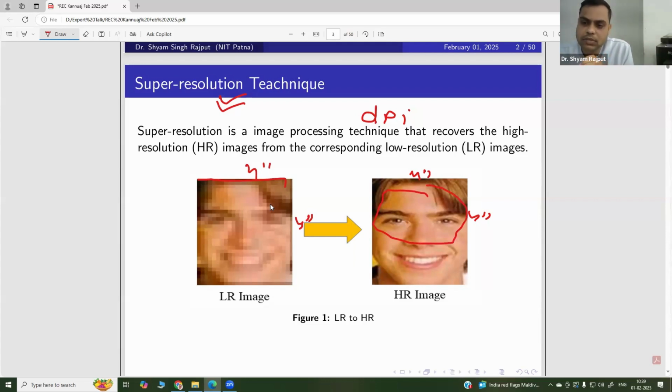So that is the meaning of resolution. This image has a higher resolution as compared to the left hand side image. So resolution means the number of pixels in that particular area. Now comes the question: what is super resolution?